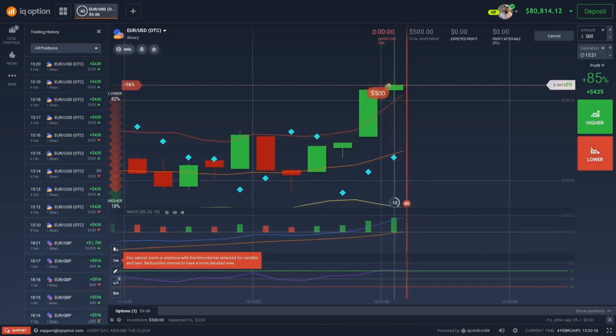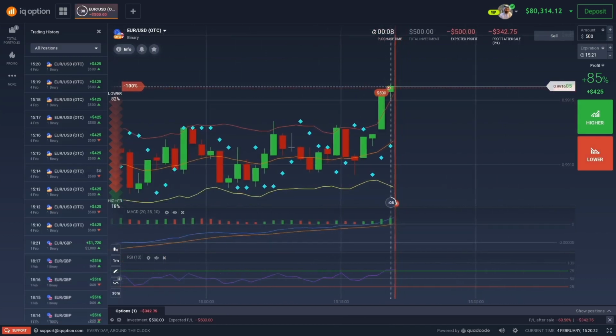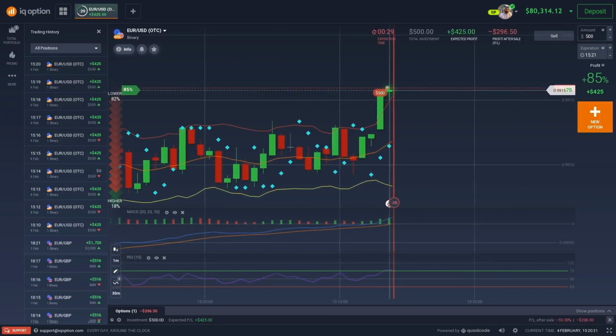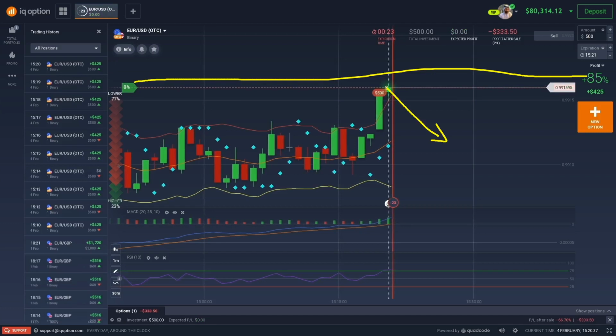Please go down. Please go down. Please go down. Yeah, I don't believe that the market will go over this level. So from this point on, the market is going down.